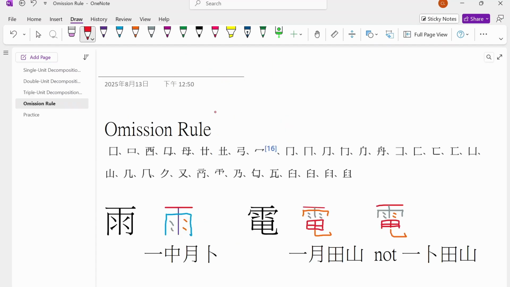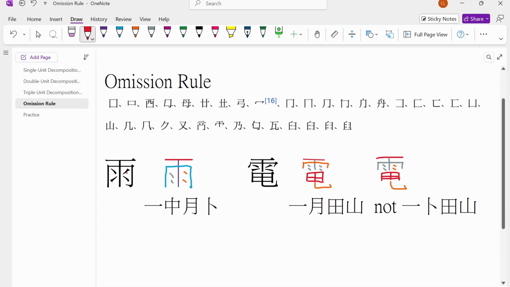One extra rule that needs to be explained is the omission rule. Characters that have an enclosing component, which is any one of these examples here, when part of a compound character, are considered the last radical in their unit when simplifying codes, rather than what they enclose. To give an example, Yu is a single unit character, and it's decomposed as Yat Zhong Yu Bo. But as part of the double unit character Din, the crown part of the character is taken to be the last radical in its unit. So Din is decomposed as Yat Yu Tin San and not Yat Buk Tin San.